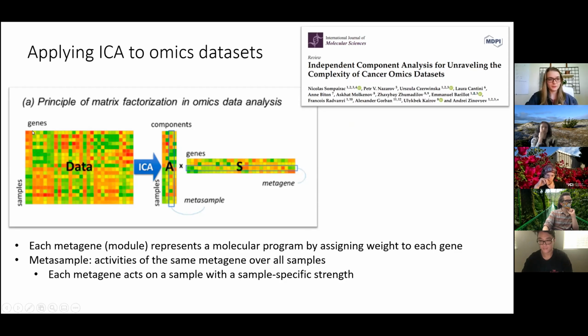So you have your data, where the columns are genes and the rows are samples. You run ICA and you get two matrices. One is your samples and components, and the columns of this matrix are metasamples. Then you have this matrix S, and each row is a metagene. Each metagene, which is kind of congruent to a module like in WGCNA, is also called a component. These metagenes represent a molecular program by assigning a weight to each gene. So the weight of each gene in a metagene will tell you how much that gene contributes to the metagene. And you can think of these metagenes as a molecular program.